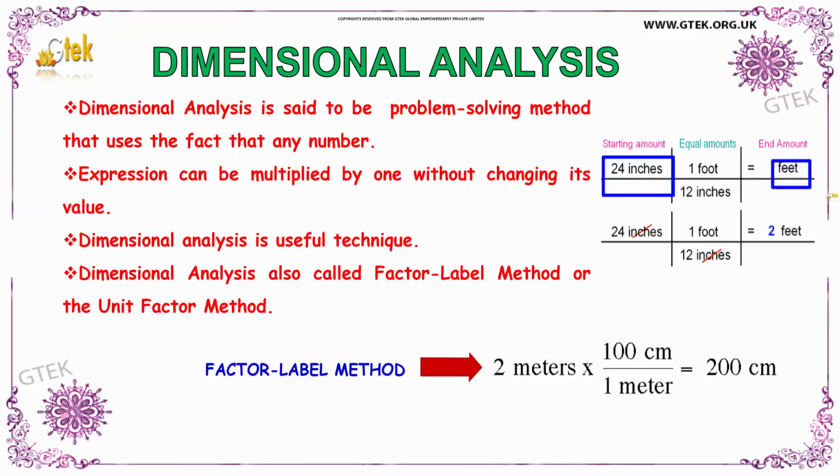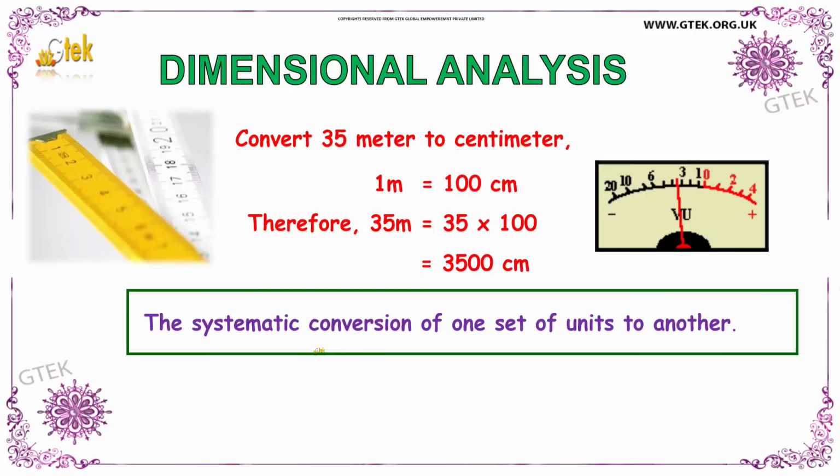I want to convert inches to feet. So 1 foot is equal to 12 inches. So 24 inches is equal to 2 feet. This is referred to as the factor label method.